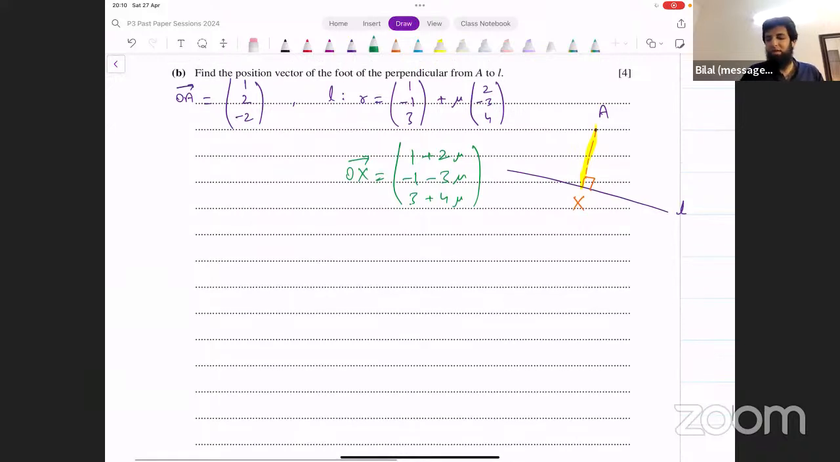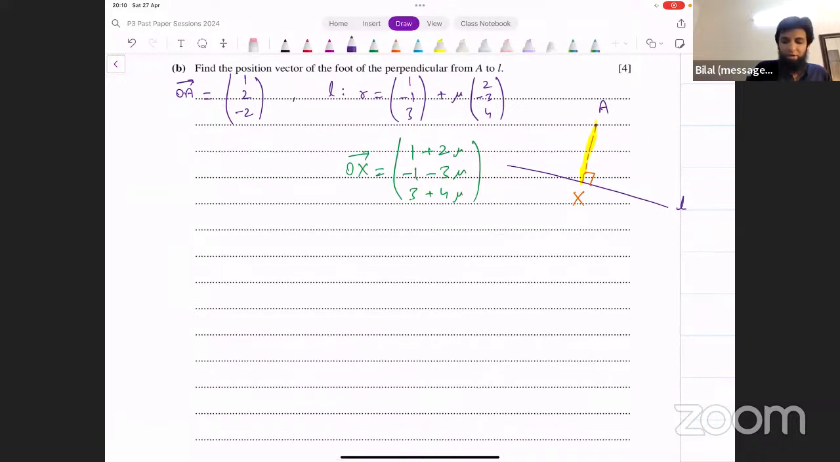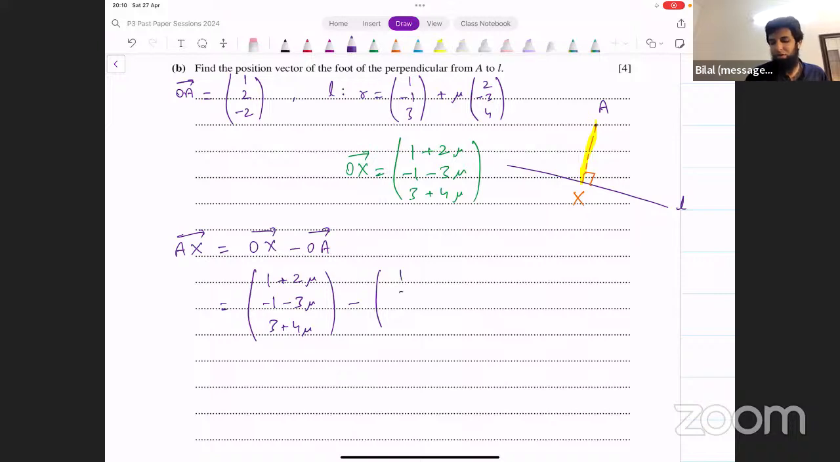Now, how do you find the value of mu here? For that, we use this idea that AX vector is perpendicular to line L. How do you find the vector AX? AX vector is equal to OX minus OA. We've written OX here. Let's subtract from that OA. 1 plus 2 mu, minus 1 minus 3 mu, 3 plus 4 times mu. Subtract from that OA, which is 1, 2, minus 2.